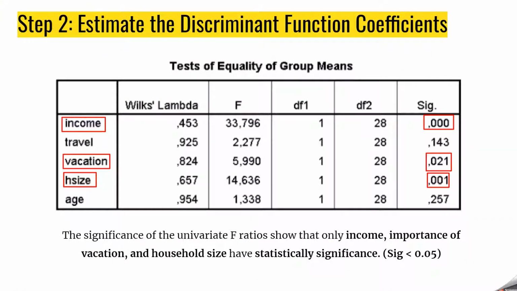For the test of equality of group means, you can see from the significance of the univariate F ratio that only income, the importance of the vacation, and household size are statistically significant, that is, significance less than 0.05 or 5%. Income has a significance of about 0, vacation is 0.2, and household size is 0.001, while travel and age have significance larger than 5%. We can conclude that individually, travel and age do not affect whether the family visits.